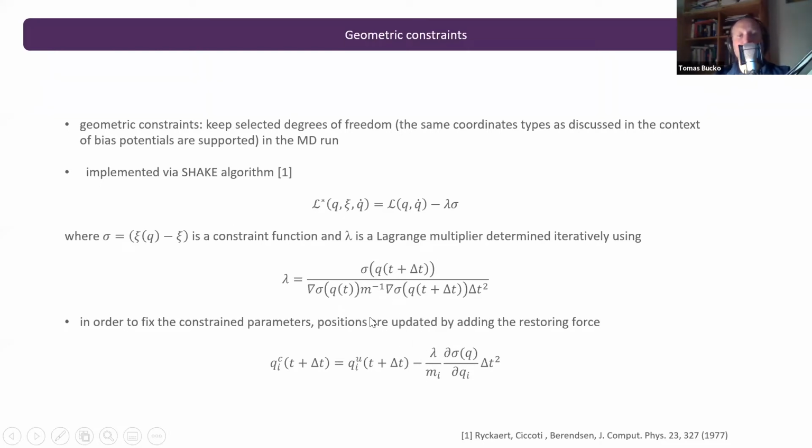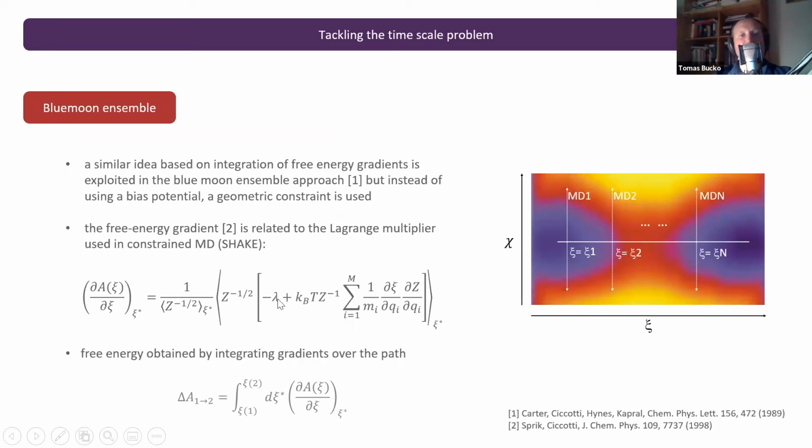So in order to preserve the value of some constraint parameter, we have to add to the physical force some extra force called restoring force. This is expressed in terms of the lambda parameter: mass times acceleration times delta t squared. From this expression, you see that lambda is nothing but a generalized force acting on the internal coordinate. So no wonder it is also an essential ingredient used to express the free energy gradient in the blue moon ensemble method.